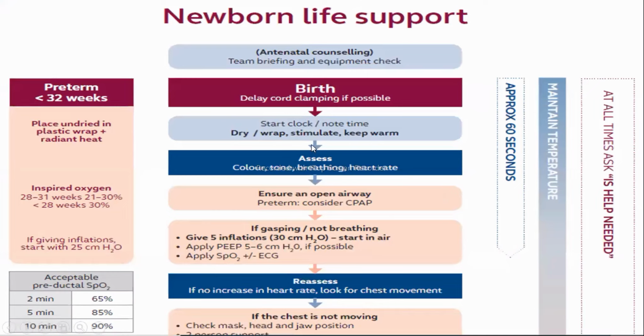Regarding newborn, the patient just born now and he is not breathing or heart rate less than 60. If the newborn's heart rate is less than 60, you have to follow this algorithm. First of all, you will do team briefing and equipment check. After that, when you receive the baby, delay cord clamping for at least 1 minute. Start the clock, dry and wrap the baby, stimulate, and keep warm.